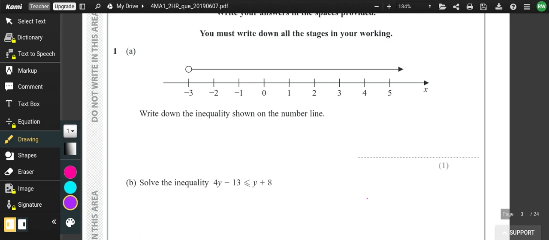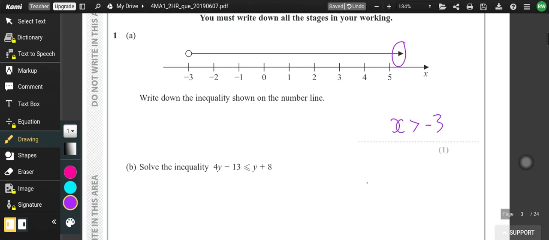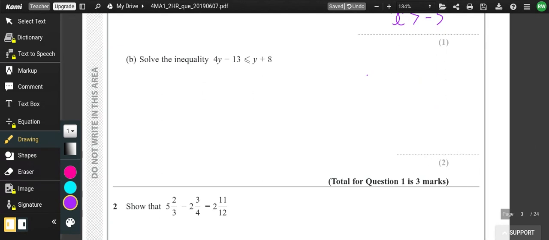If we're looking at the first question, write down the inequality. So it's an open circle, so it's going to be x is greater than -3. The only time people went wrong with this is that they thought that this arrow meant that they had to include the 5 or something, but that's not part of it. It's just x is greater than -3.